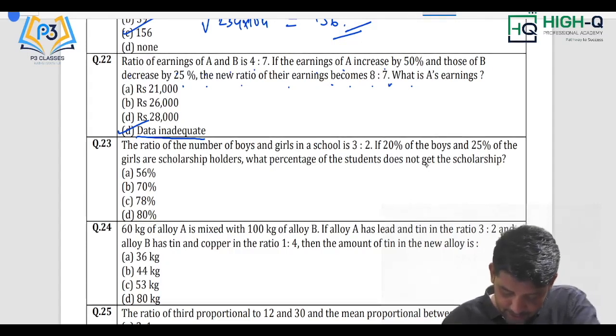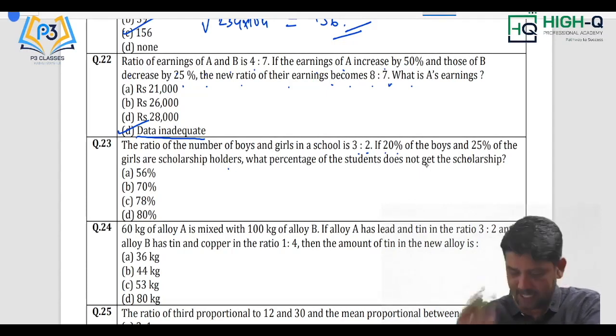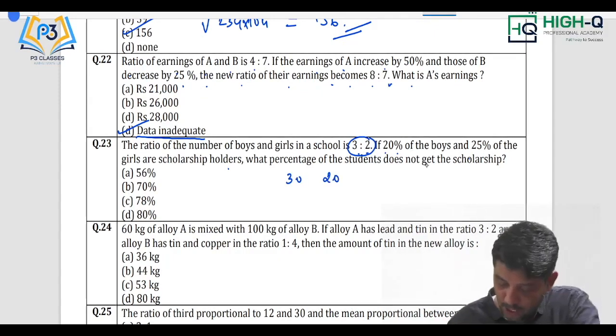Next, the ratio of the number of boys and girls in the school is 3 is to 2. If 20% of the boys and 25% of the girls are scholarship holders, what percentage of students does not get the scholarship? Very simple, my dear. 3 is to 2. For my convenience, let me take it as 30 boys and 20 girls. How many of them are getting scholarship? Out of 30 boys, 20% of them are getting scholarship.